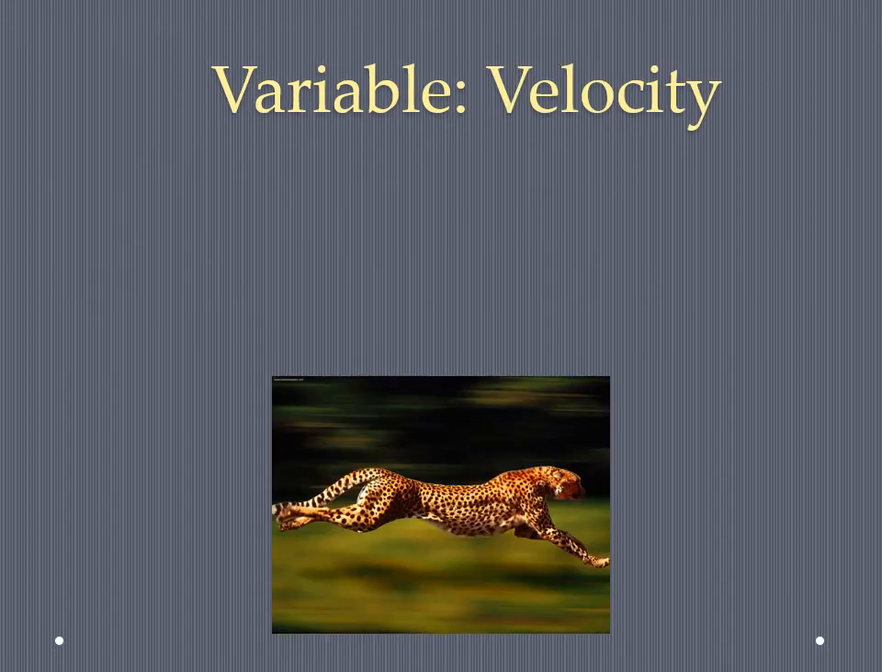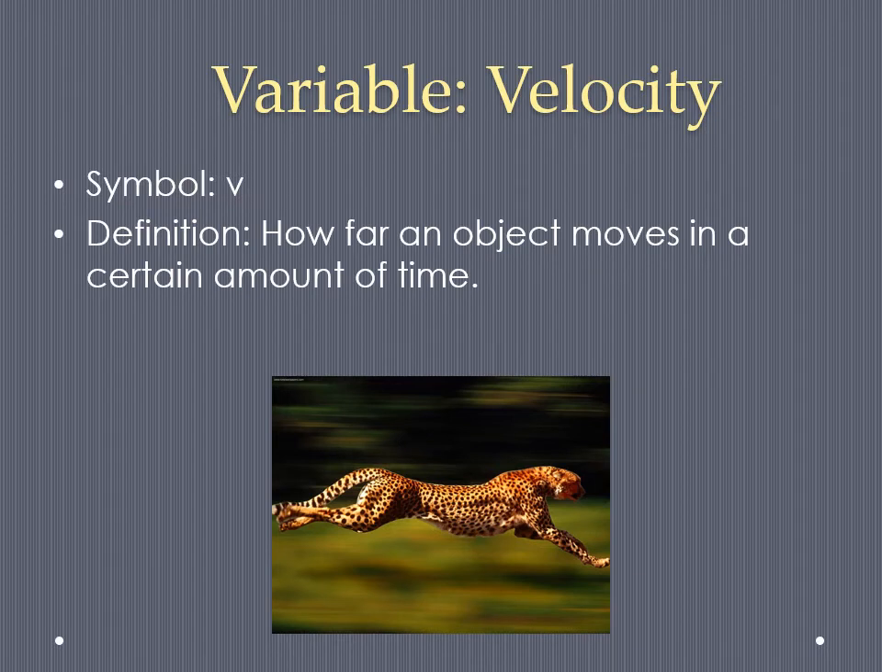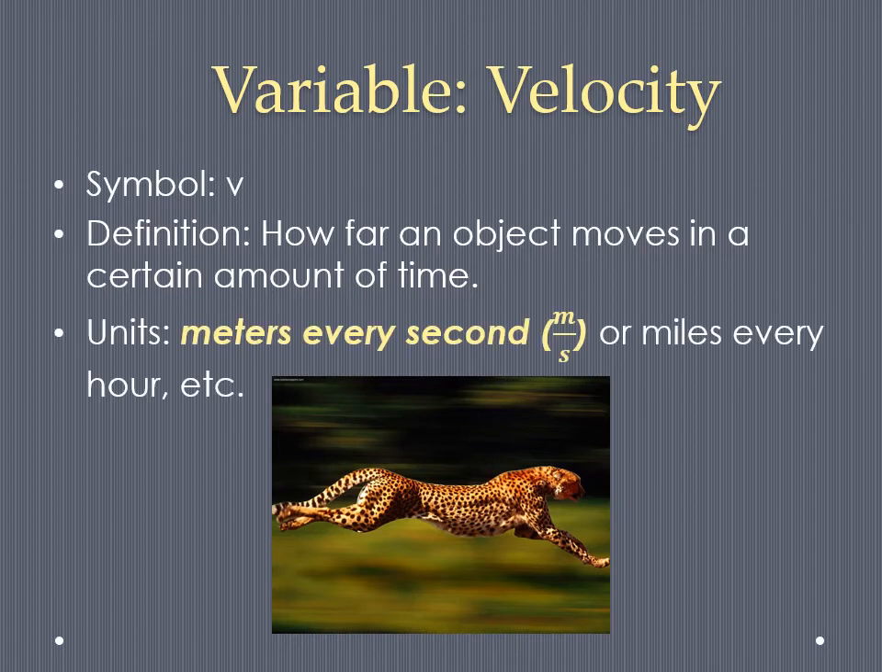The next variable is velocity, which will be represented by the symbol lowercase v in this class. And the definition that we're going to be using is how far an object moves in a certain amount of time. Velocity is very similar to speed, which you've probably used more frequently in your life. There's a small difference, which is that you can have a negative velocity, which means you're moving left or backwards, just a different direction, while speed is never negative. So that's the main difference between those two variables.